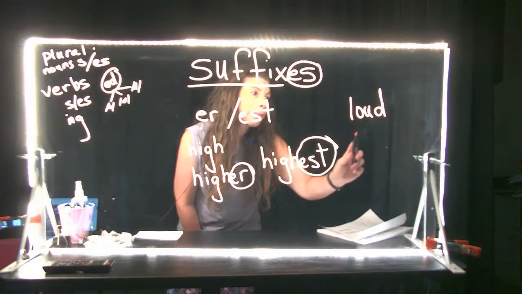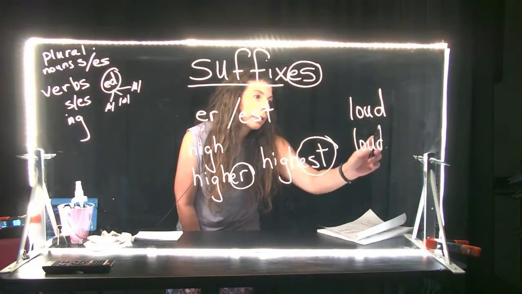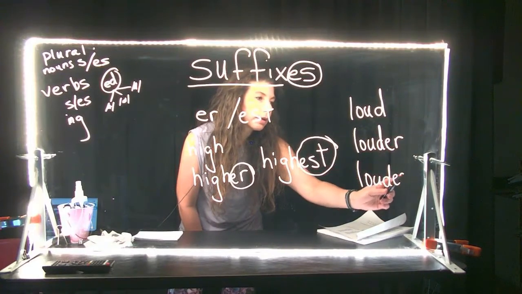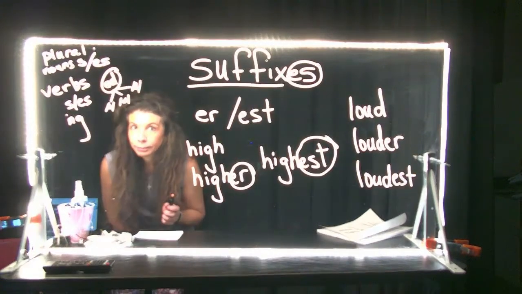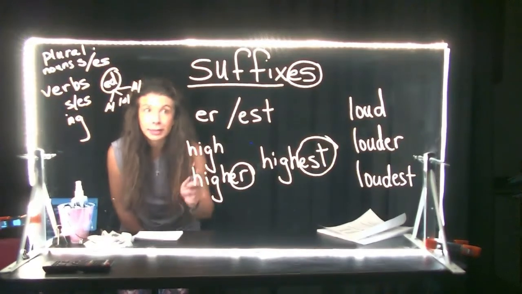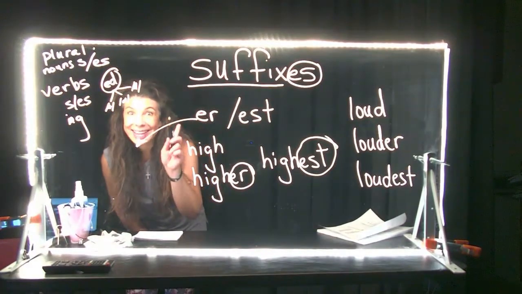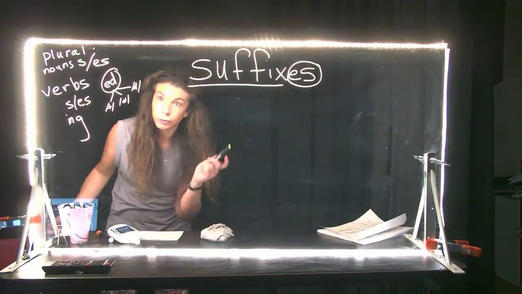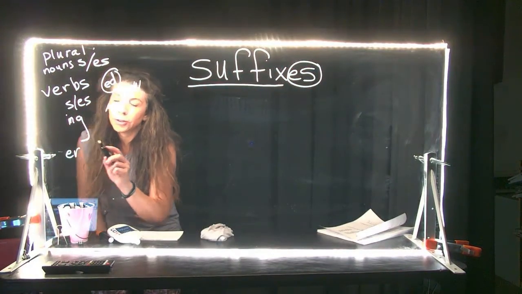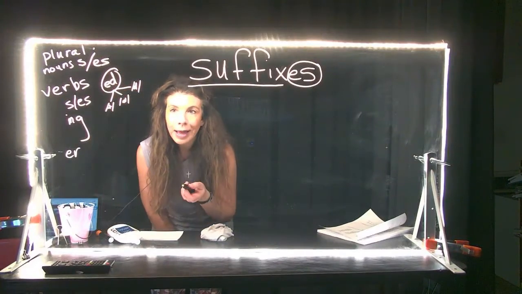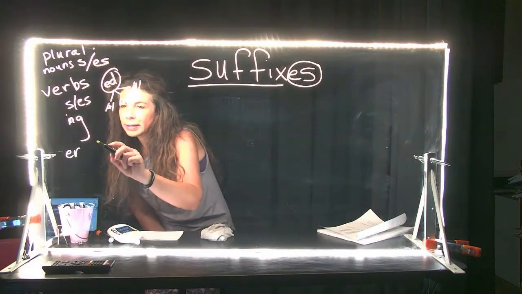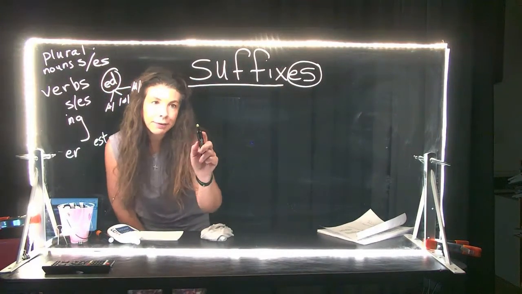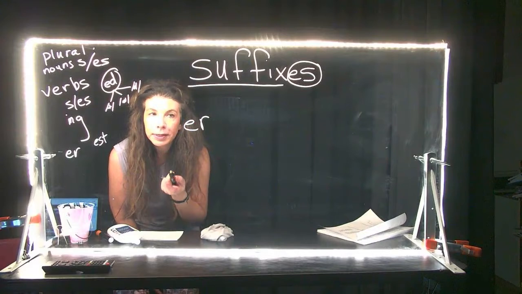Loud. Louder. Loudest. Okay, get that in your head because then we're going to talk about how ER also has another function. Okay, so third grade, we just learned about ER, how you're comparing two things with ER. Loud, louder, loudest, and then EST compares the most. It's called a superlative. But the suffix ER can also do something else.